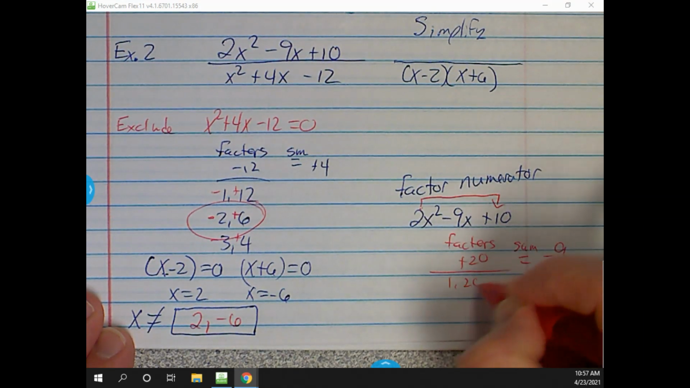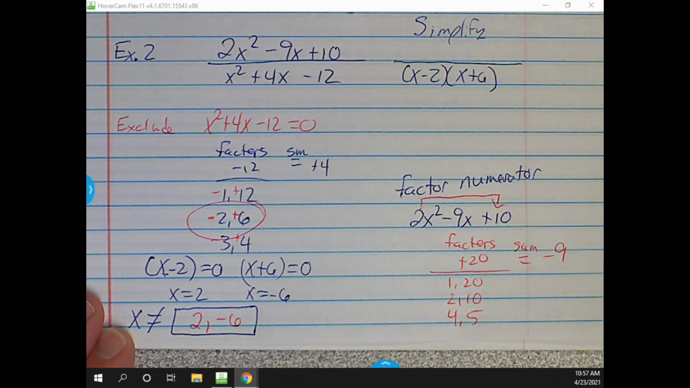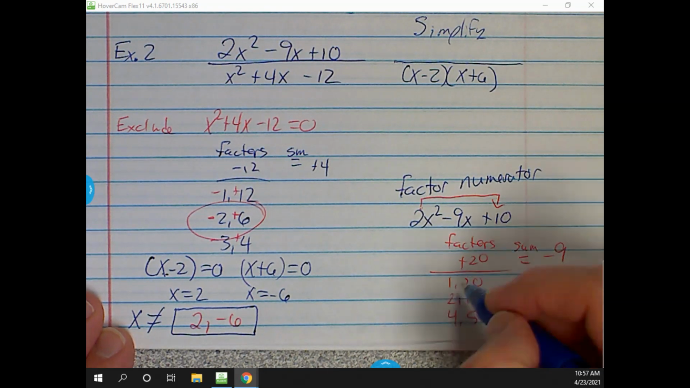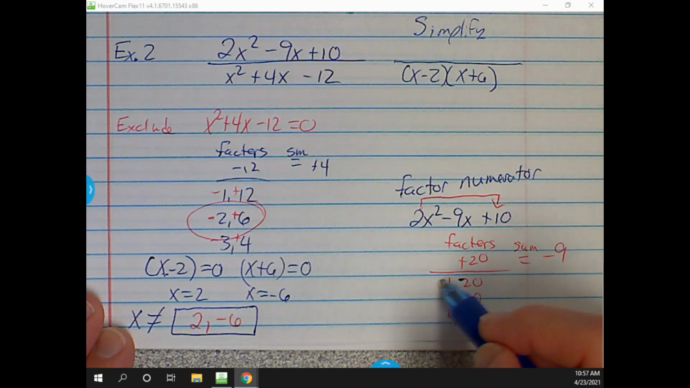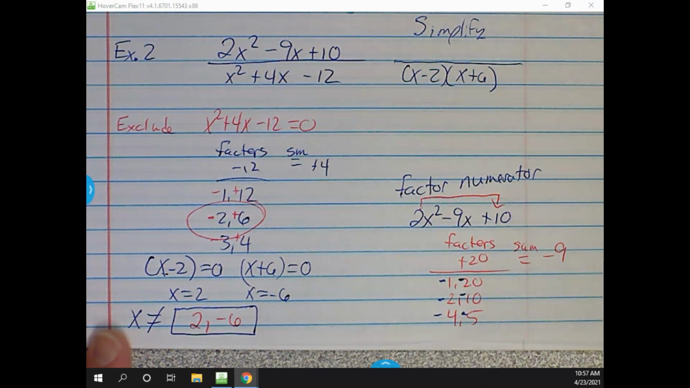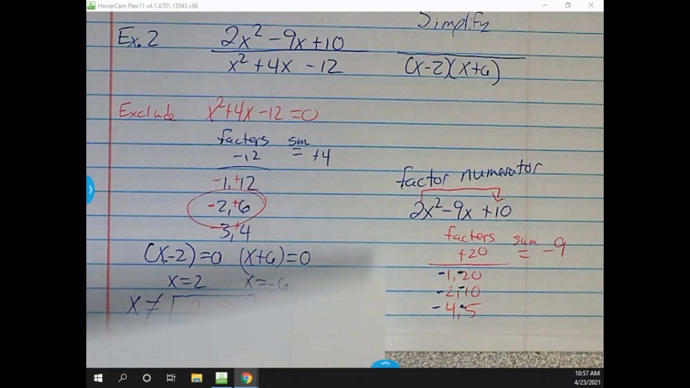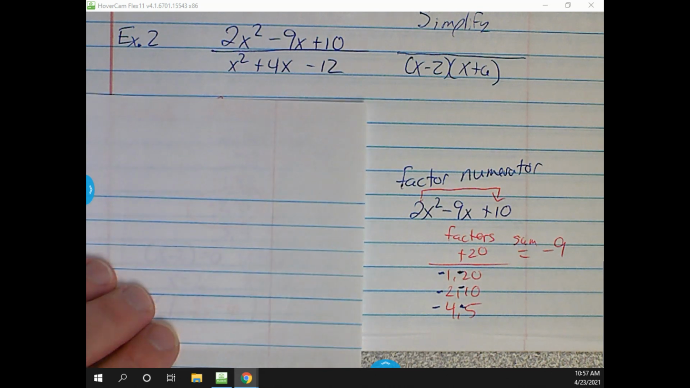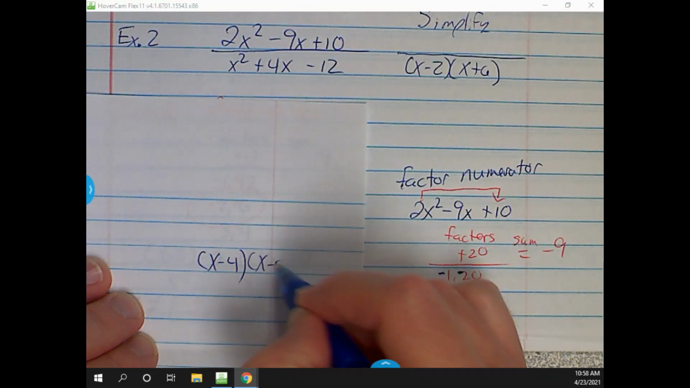Okay, not going to be 1 and 20. Not going to be 2 and 10. It's going to have to be 4 and 5. Okay, B term is negative. So if we divide a positive and a negative, it makes the other number negative. So in this case, both numbers are negative. All right, I'm running out of room, so I'm going to do the rest of the factoring over here, just cover this part up for a minute. This way we got room here. So this one would be x minus 4 and x minus 5.